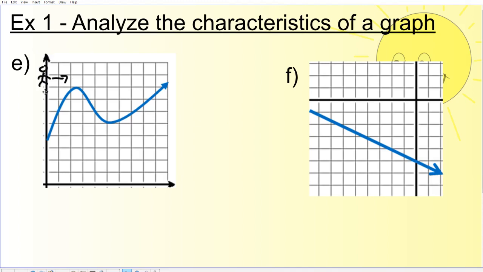Two more. I would like you to pause the video and do letters E and F. Describe what's going on: linear, nonlinear, positive, negative, increasing, decreasing. What do you got? When you're ready to continue, hit play, and we'll go through it together.